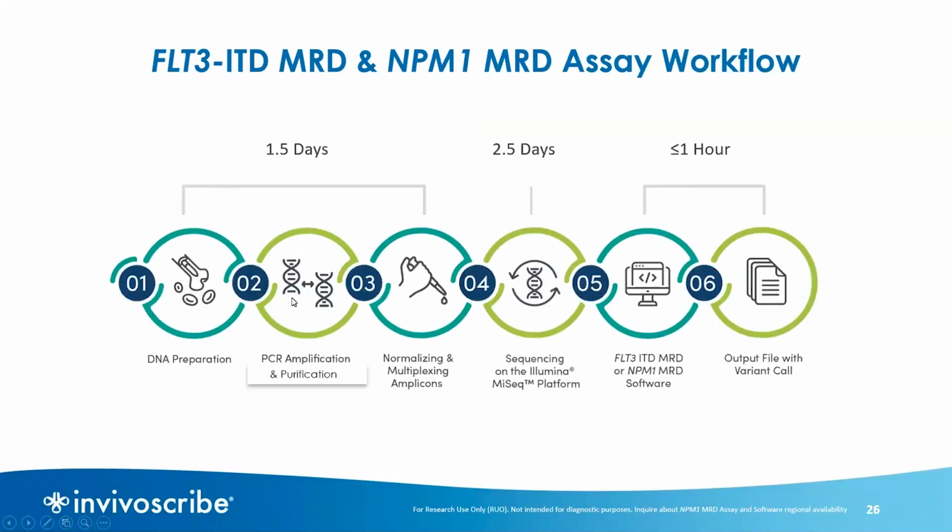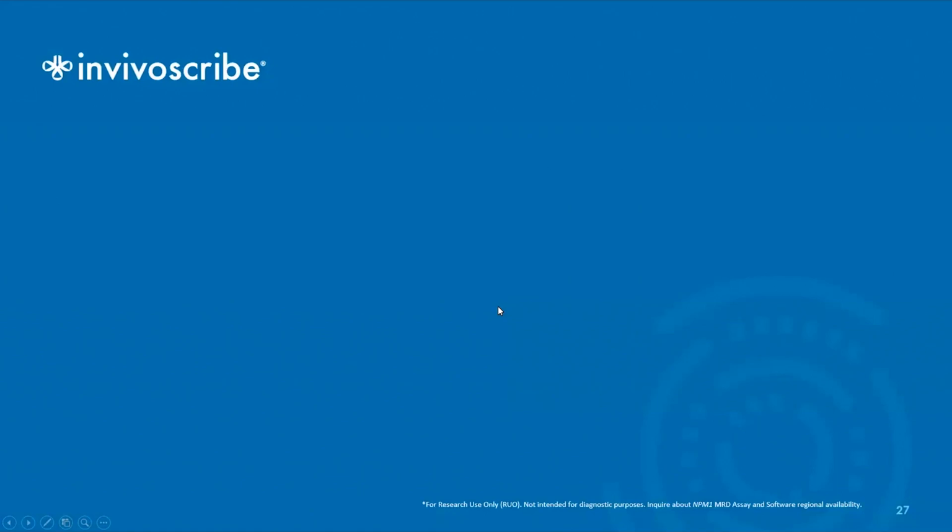The workflow itself is pretty straightforward. You isolate DNA from blood and bone marrow. You amplify through PCR, and purify, normalize, and place on the sequencer. Analysis is completed by the aforementioned software, and then you have a final output that can be integrated into LIMS. And so with that, I want to hand this off to my bioinformatics colleague. So Joshua, please take it away.